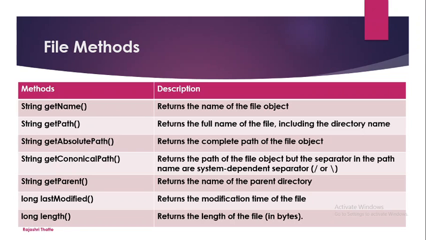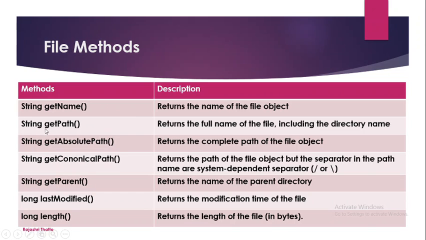So String getName. This method is used to return the name of the file object. Whatever file object you have, suppose f1 is my file object, if I write f1.getName, whatever file name is associated with it will be returned as the response. So it returns the name of the file object. The file name will be returned.